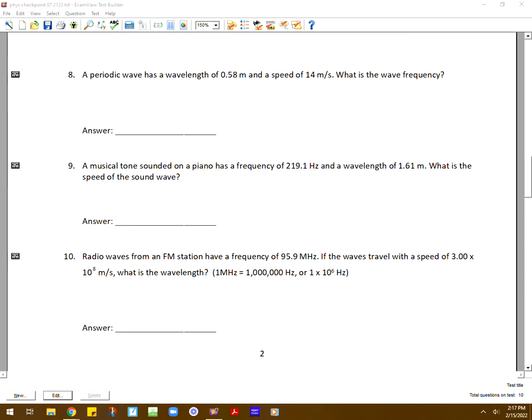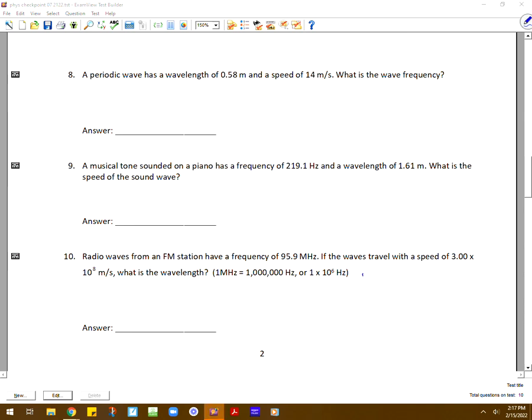It's the speed of light. Radio waves and light are the same thing, so they have the same speed. So it wants to know what the wavelength is.